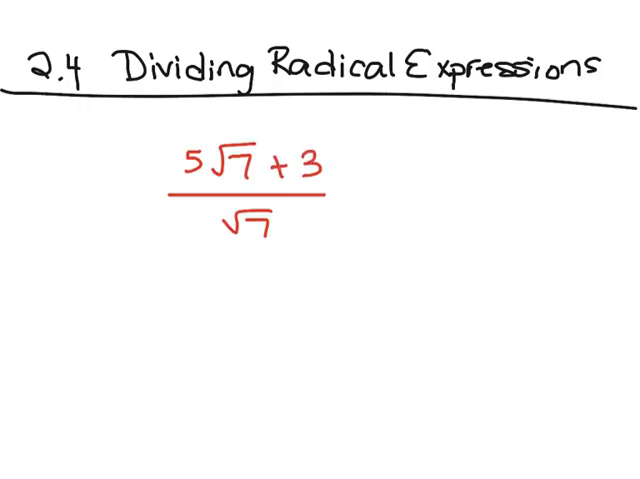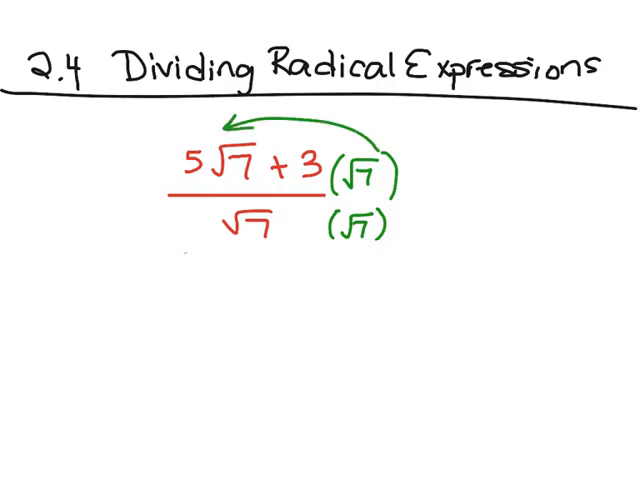So if we are to simplify the radical expression 5 root 7 plus 3 over root 7, we cannot have a root 7 on the bottom. So to get rid of it, we're going to multiply by itself so that we're squaring it and getting rid of the square root sign. So we're going to multiply by root 7 on the bottom and on the top.